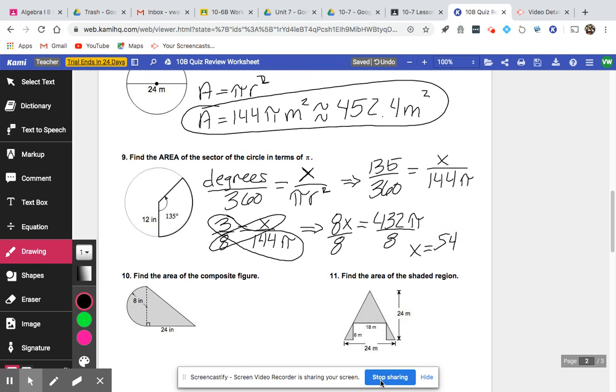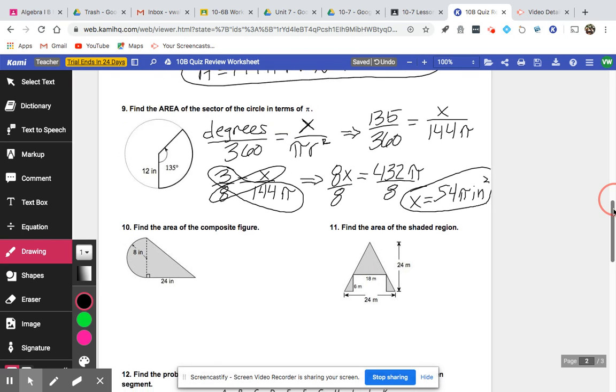Not a very good looking 5, but it'll do. So 54 pi, because we're leaving it in terms of pi, and now we include our units. Inches squared. There we go. Number 9 done.